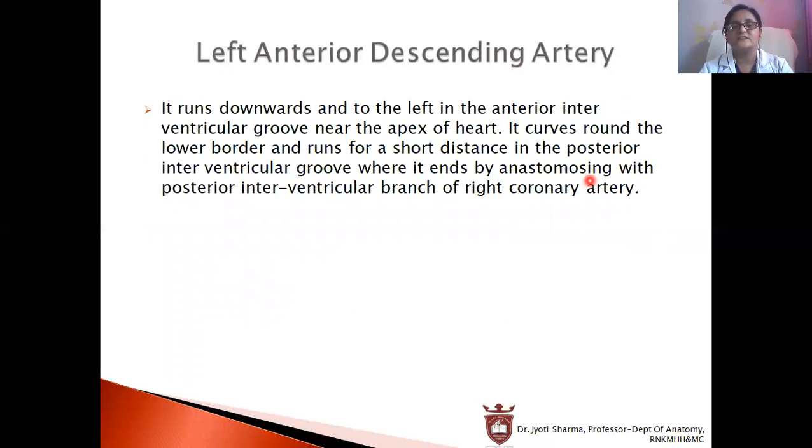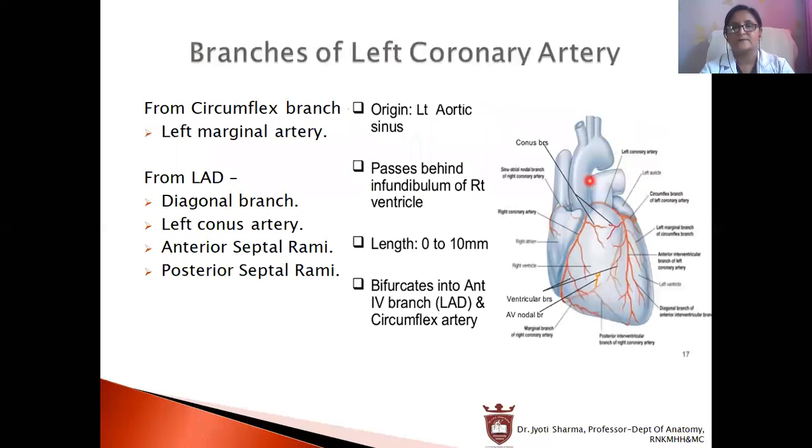The left anterior descending artery runs downwards to the left in the anterior interventricular groove near the apex of heart. It curves round the lower border and runs for a short distance in the posterior interventricular groove, where it ends by anastomosing with the posterior interventricular branch, which is a branch of right coronary artery. Here we can see the branches of left coronary artery.